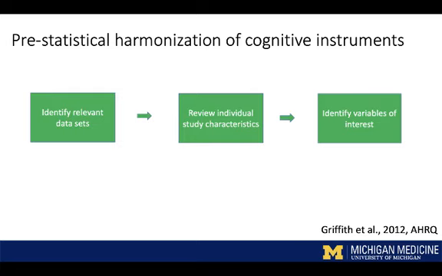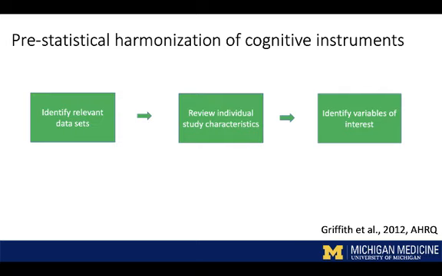So there are many different approaches to harmonization that I think Alden will talk to us a little bit about. But regardless of the approach that we use, the first and critical step is pre-statistical harmonization. Pre-statistical harmonization is a critical, time-consuming, laborious, qualitative component of the harmonization project.